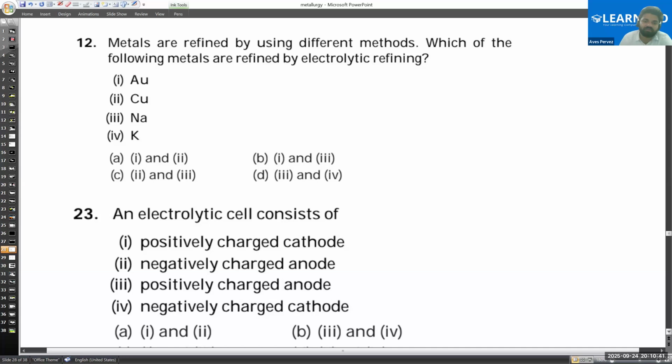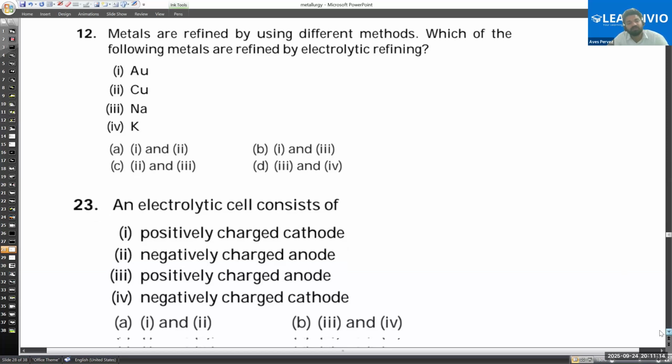Copper and gold can be refined by this method. But what do you mean by electrolytic reduction? Reduction is the removal of oxygen or removal of an electronegative element. If you reduce NaCl, you will get Na. That is called reduction. Electrolytic reduction is done for highly reactive metals, but electrolytic refining is done for low reactive metals. Got it? Understood?